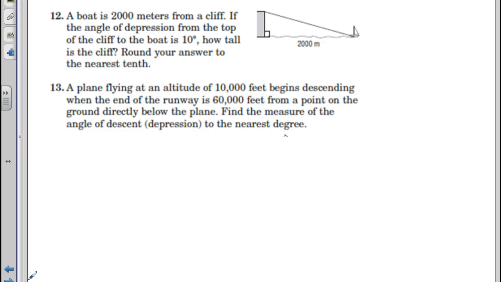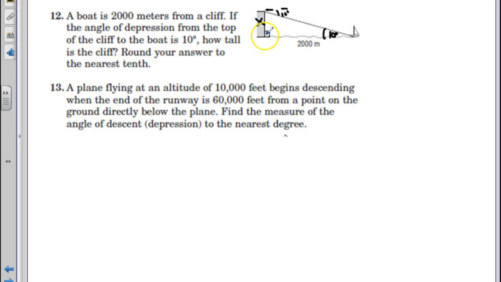So a boat is 2,000 meters from a cliff. If the angle of depression from the top of the cliff, so this would be the angle of depression, is 10 degrees, how tall is the cliff? So angle of depression from the cliff to the boat is 10 degrees. So remember, parallel lines cut by a transversal, if this is 10 degrees, then so is this. So now we have an angle inside our right triangle, and they want to know how tall the cliff is, so we're looking for this side.